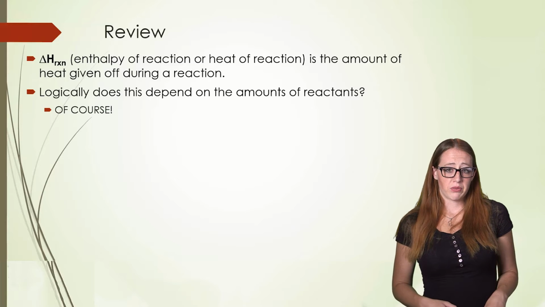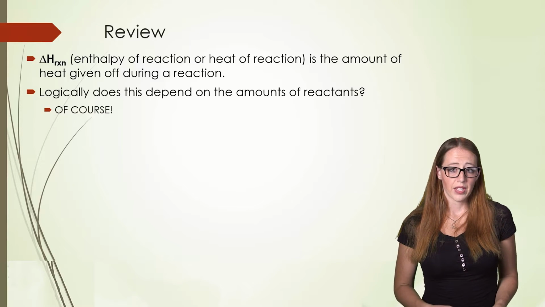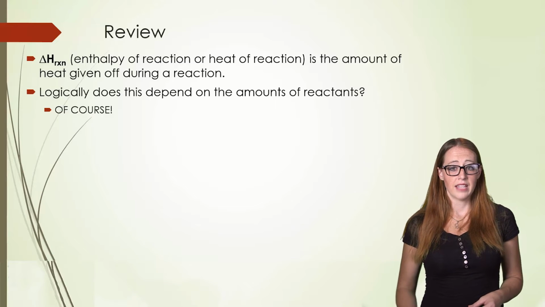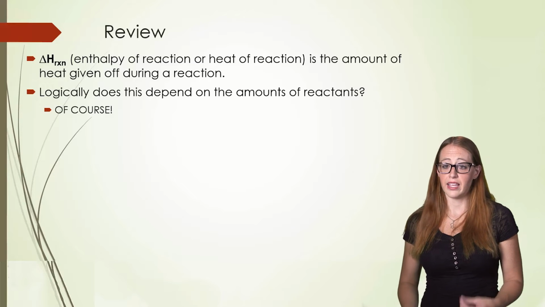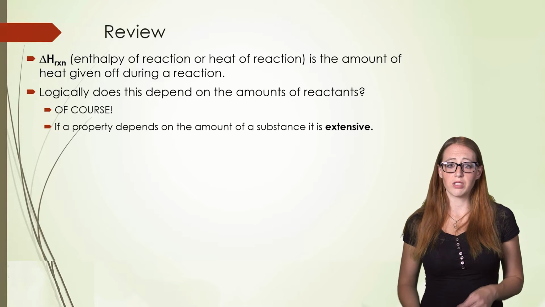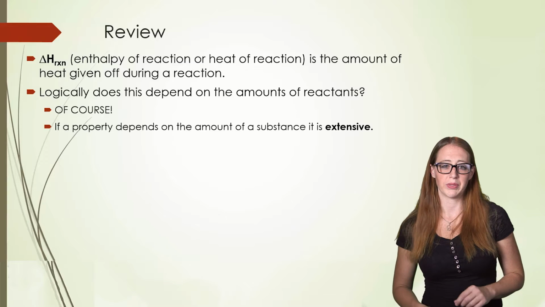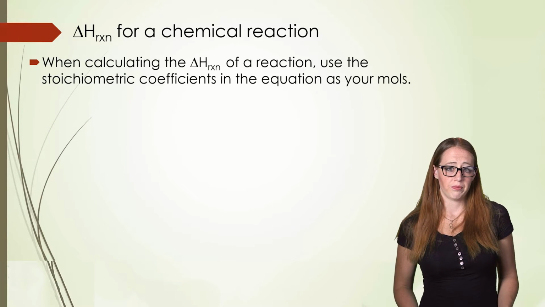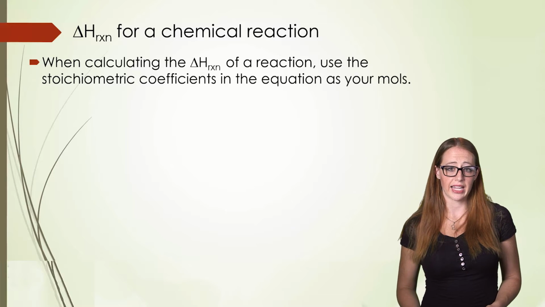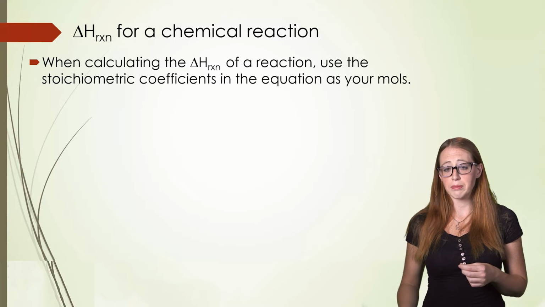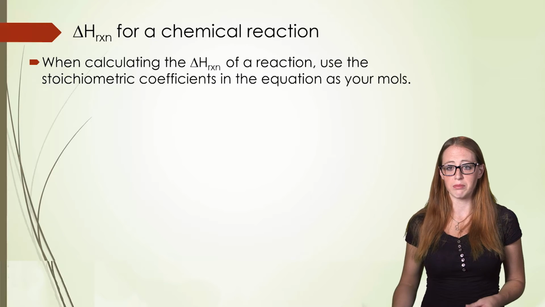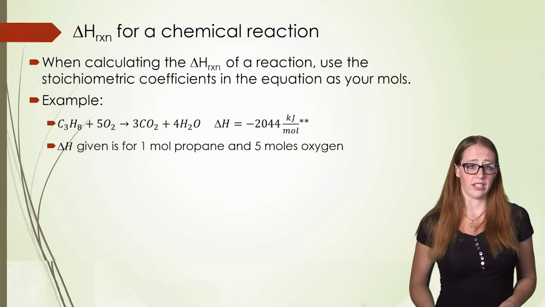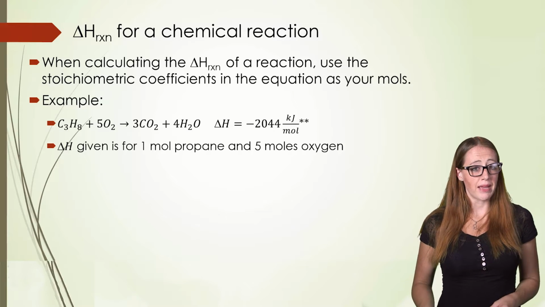Now, a quick term that we should review here is extensive. Remember that a property that depends on the amount of species is an extensive property. Since enthalpy depends on the amount of a substance, it is extensive. If you want a more full review on this, go check out the video where we talked about extensive versus intensive properties. The per mole that is listed when we're talking about the delta H may not necessarily be for 1 mole of every reactant. Now, let's take a look at a reaction and think about how this may or may not be 1 mole.